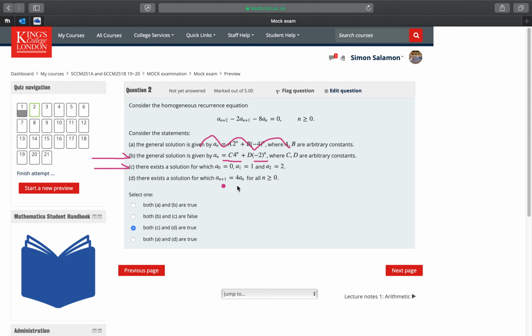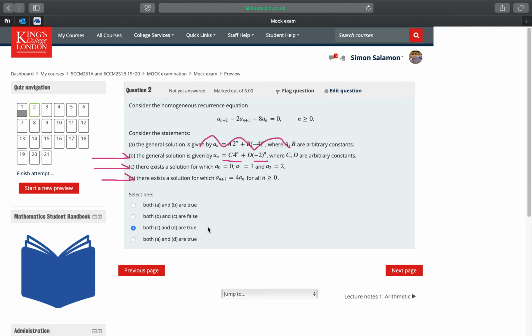And what about D? Well, D is even easier because you can just take the zero solution. This is a homogeneous equation. So you just take the sequence, all of whose terms are 0. A n is 0 for all n, obviously satisfies D. In fact, I think I missed that myself. It turns out because plus 4 is a root, you can take A0 to be anything and you will find a solution that satisfies this. But in any case, the correct answer is both C and D are true.